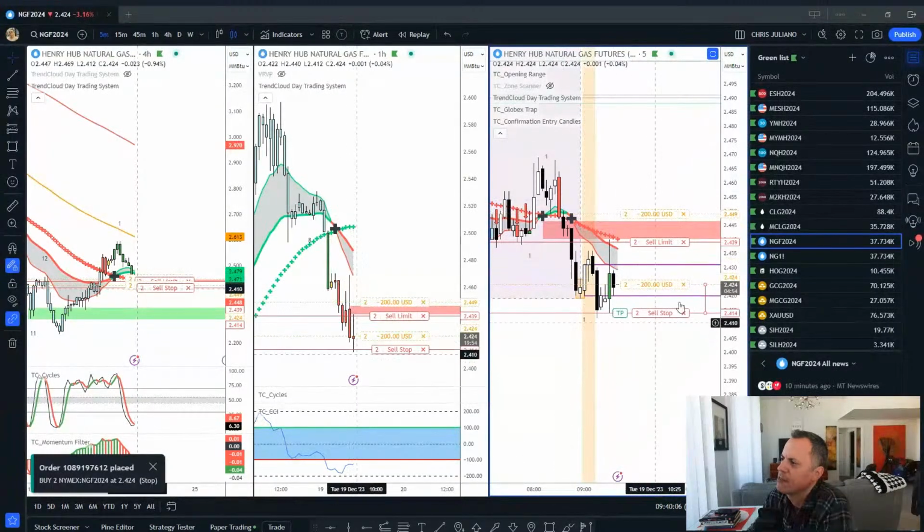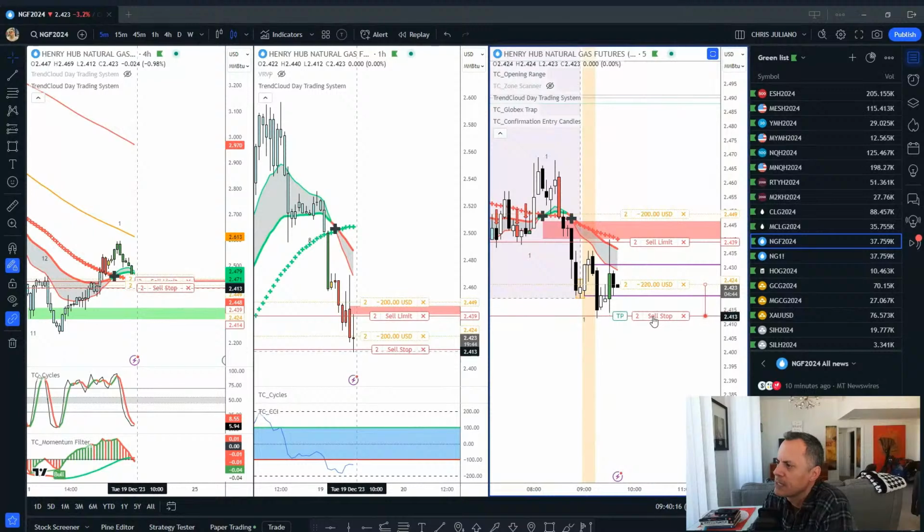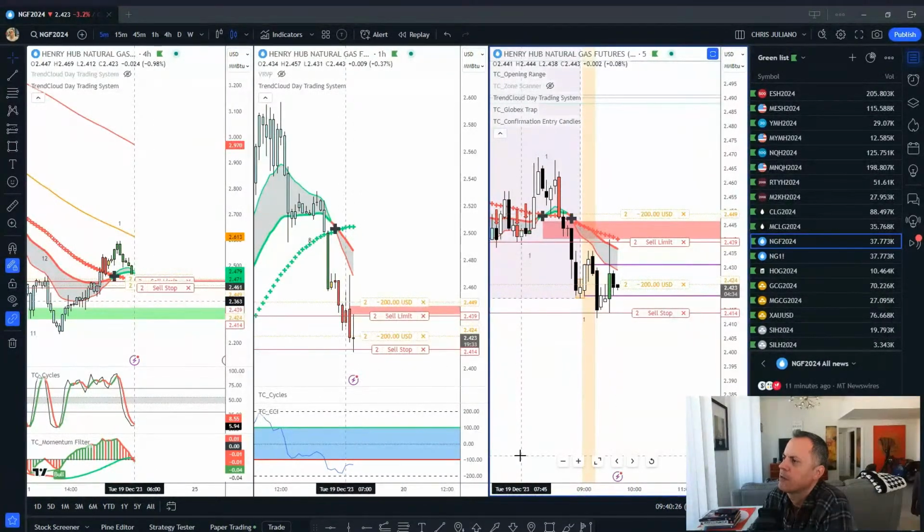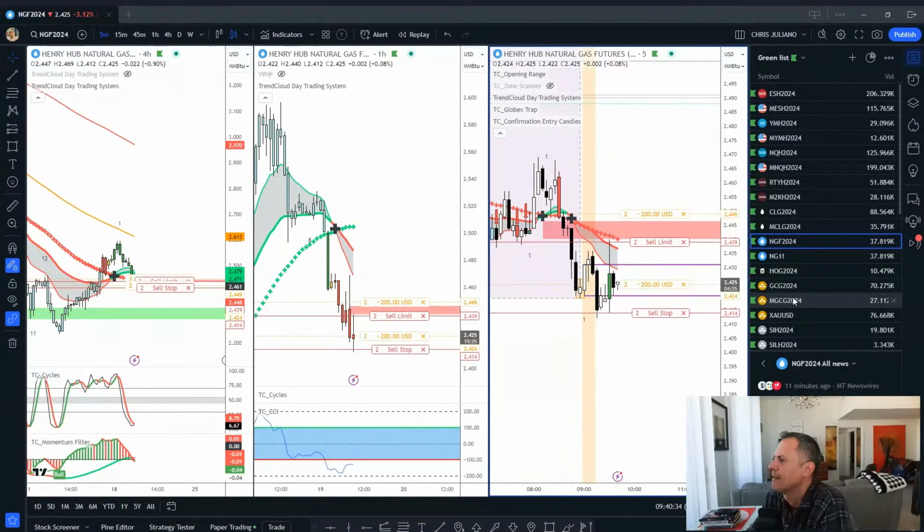Now it's either one or the other, because that's a $200 risk, right? So if this thing breaks one tick below here, we could get into the downside. Hopefully it pulls back up and gets us in there. All right, so we're set up for that.